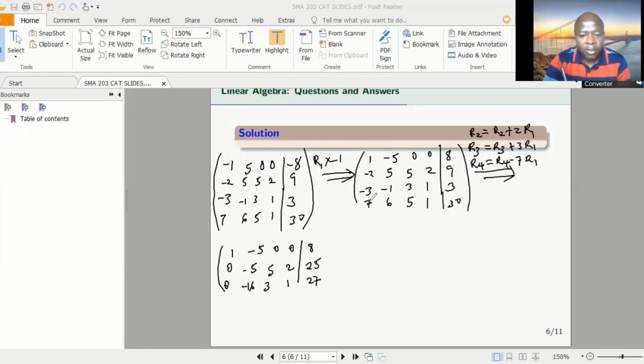Now come to the fourth row. Multiply by 7 and subtract from 7. You have a 0. Multiply by 7, you have -35. Subtract from this, you have 41. 7 times this, you have 0. Subtract from that, you have 5. Then you have 1. 7 times this, you have 56. Subtract from this, you have -26.